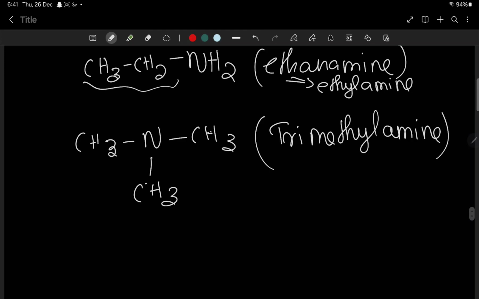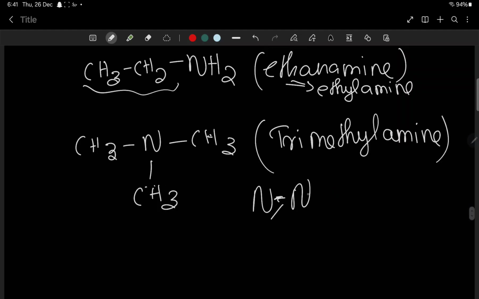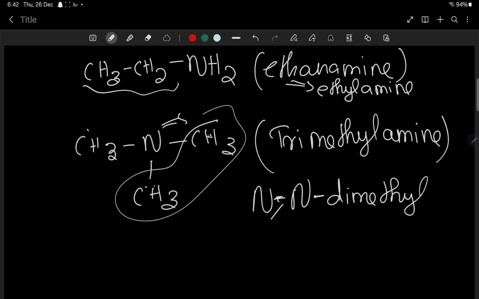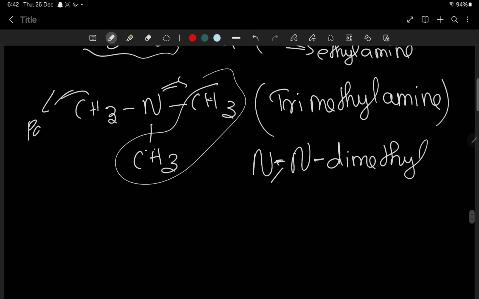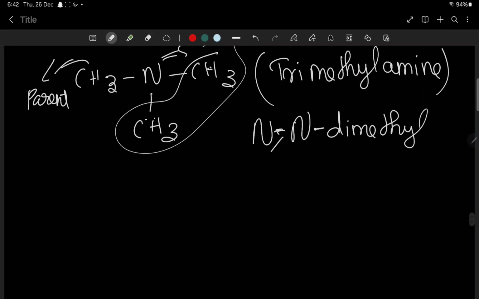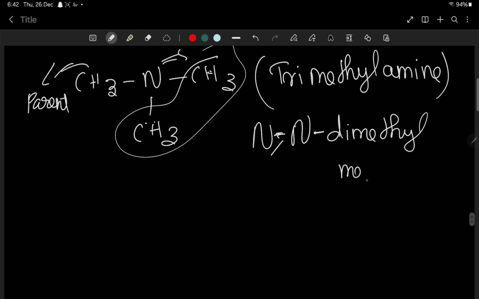This is trimethylamine. This can be written as N, N, that is, two CH3 groups are attached to nitrogen. That's what is meant by NN. Here the 1, 3 position is not there; the NN position is attached to nitrogen. So NN dimethyl, and one we will take as the parent chain. If we take these two substituents on N, this will be the parent chain, and hence we will name it NN dimethyl methanamine. This is the IUPAC name.